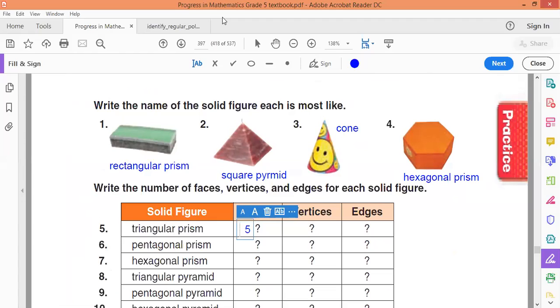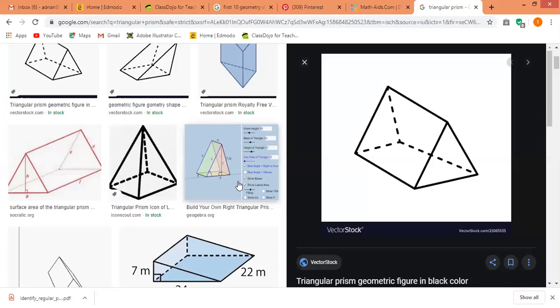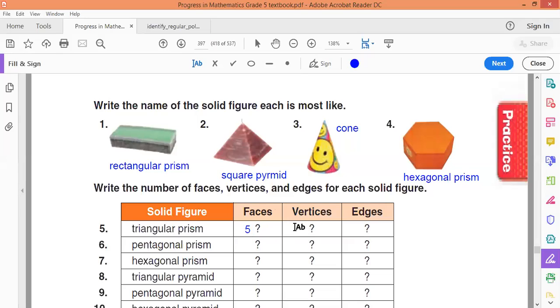Now vertices. Let's count it. What is a vertex? Vertex is a corner. Count how many vertices it has. Let's count. Look at it. This corner 1, 2, this 3, 4, 5, and 6. So here vertices is 6.